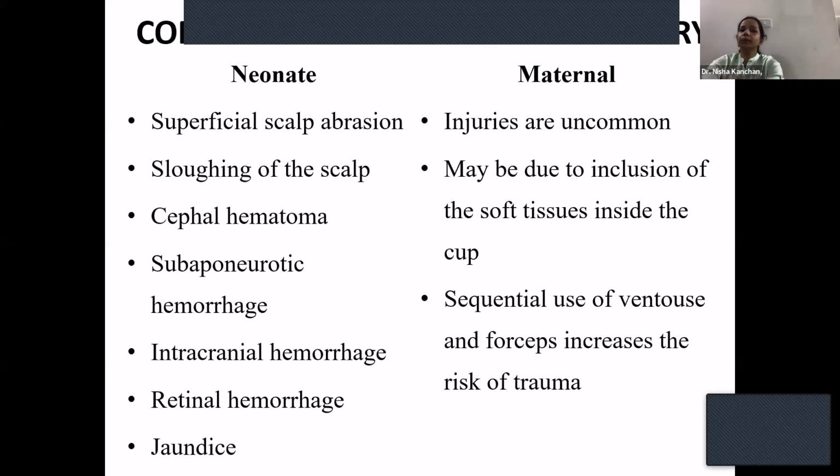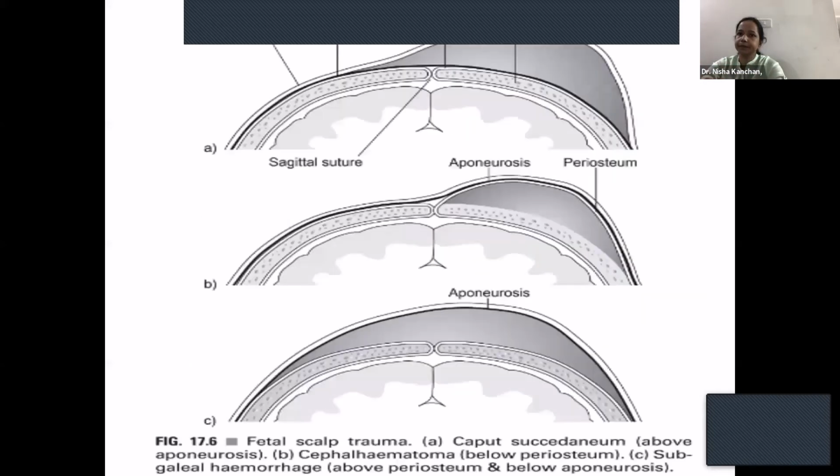So injuries, as I told you, fetal injuries are more. Scalp abrasions, lumping of the scalp, cephalohematoma, which is subperiosteal hemorrhage, subaponeurotic or subgaleal hemorrhage, intracranial hemorrhage, retinal hemorrhage, and jaundice are more common with vacuum. Maternal injuries are uncommon. They happen when you put your vacuum cup and part of the cervix or vagina has entered the cup. So after putting on the vacuum, try to put a finger all around the circumference so that you feel that nothing is coming between the vacuum and the head. And again, sequentially using vacuum and then forceps increases the risk of trauma. Next slide.